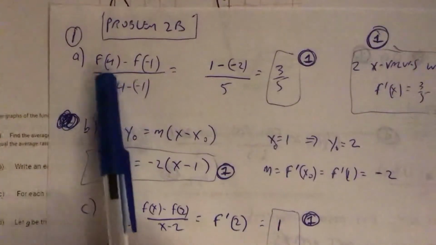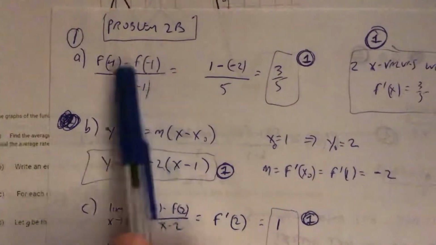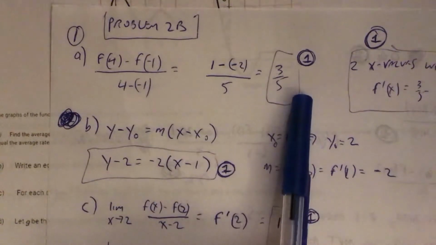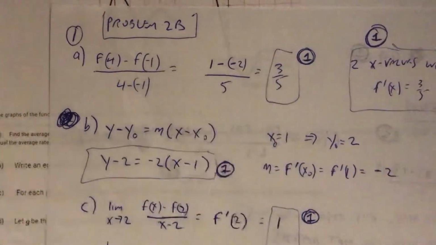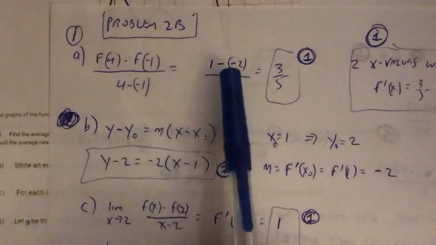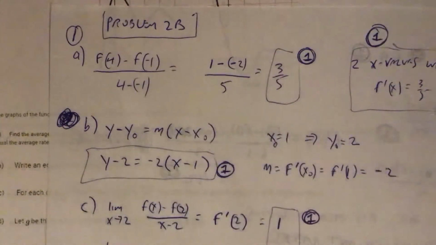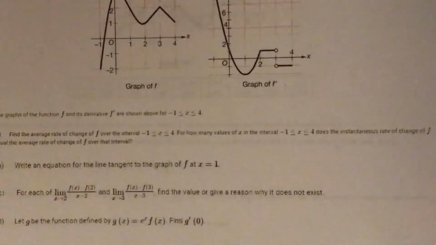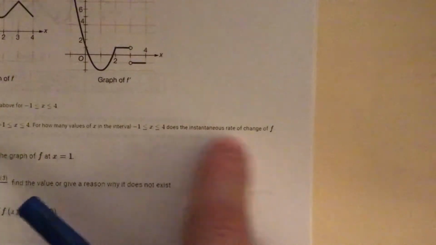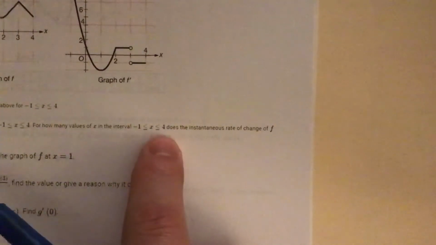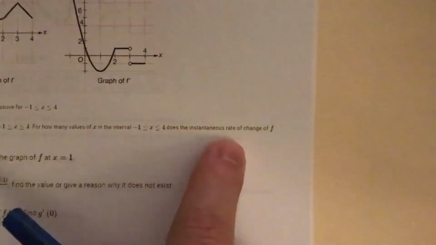So that's the slope, or the average rate of change. If you calculate that, you should get 3/5. So there's only 1 point for that, but it's not really that hard to do. Just be careful. Make sure you don't make any mistakes, because any little mistake, you won't get the point. Be sure to answer the second part. They just ask how many times does the instantaneous rate of change on this interval match the average rate of change.